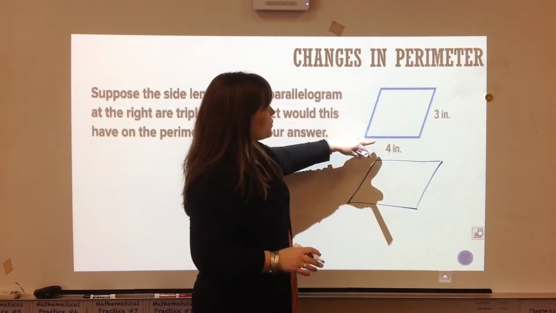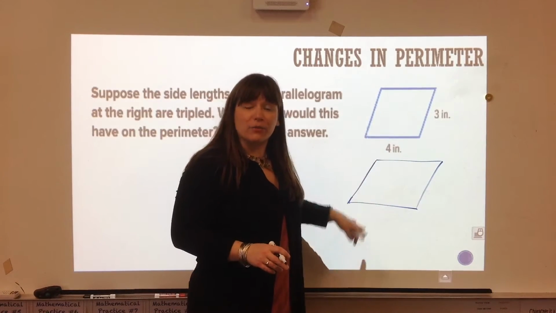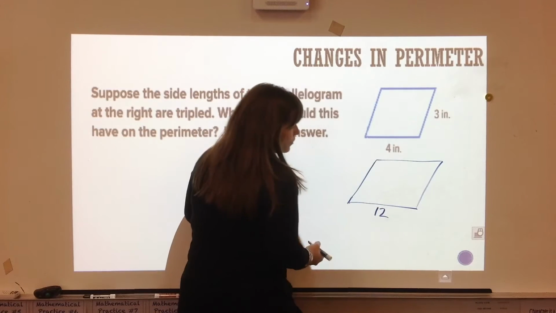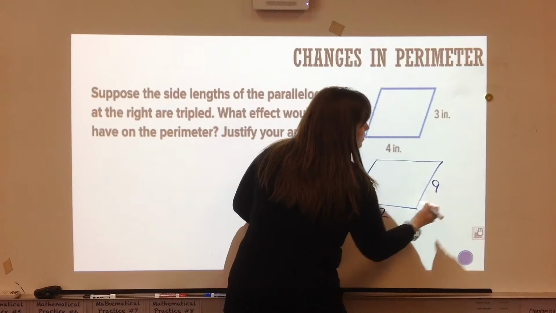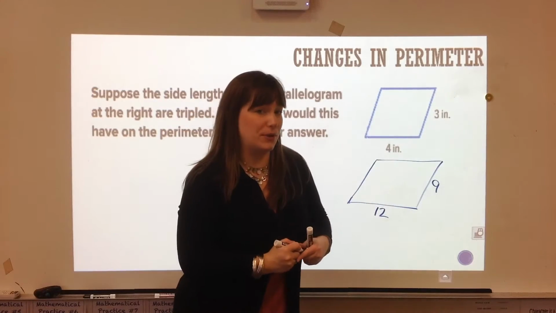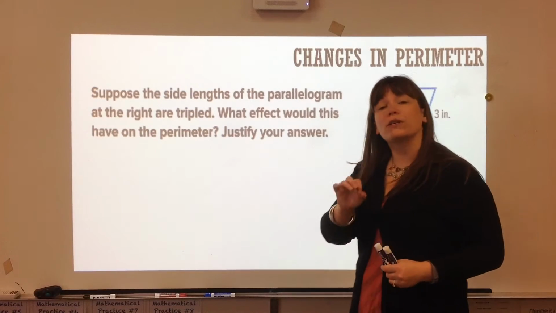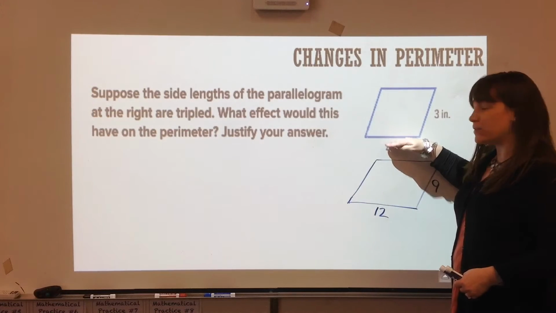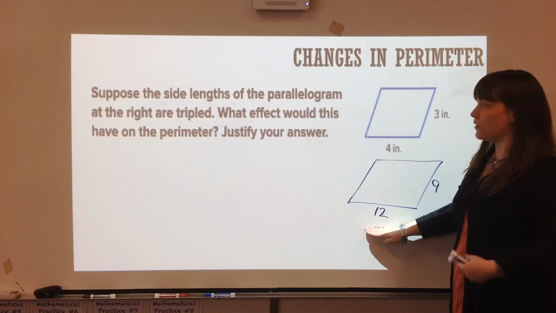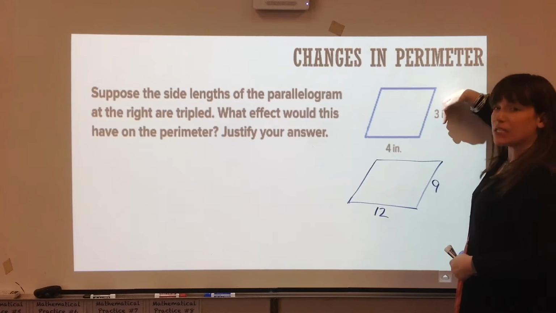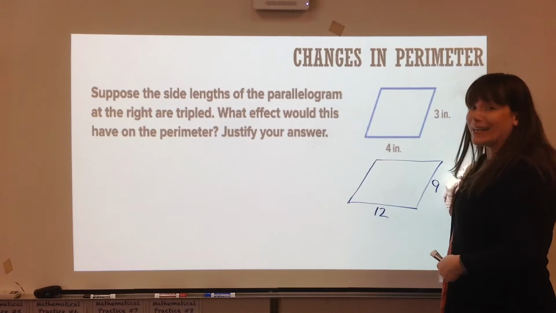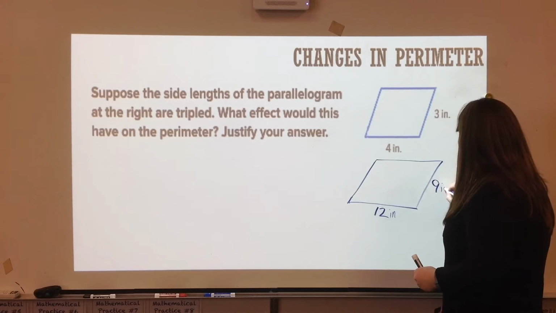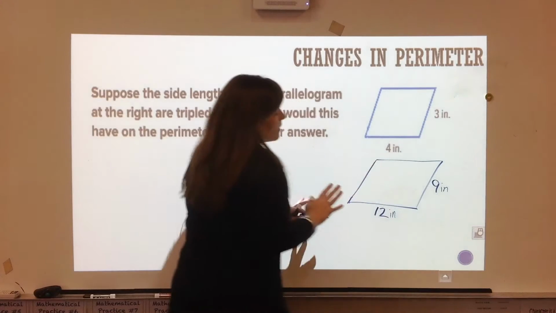So if we were to triple, meaning multiply by 3, each of these side lengths, 4 times 3 is 12, and 3 times 3 is 9. Notice where I put the numbers. You have to put them in the corresponding spots, meaning the 4 is on the bottom of the shape, 12 on the bottom of this one, 3 is on the right-hand side, 9 is also on the right-hand side. And we'll put the label on here to be accurate. So now we have our visual.